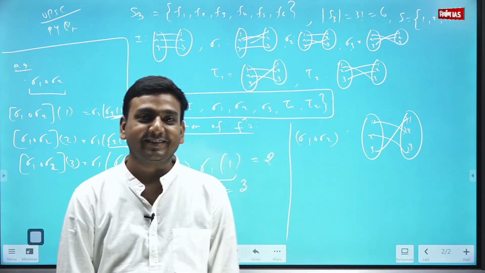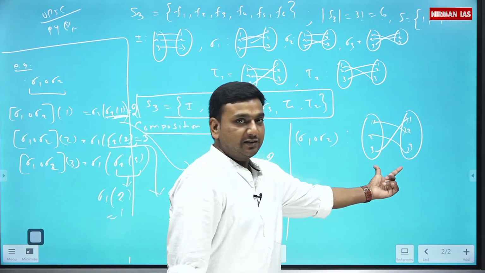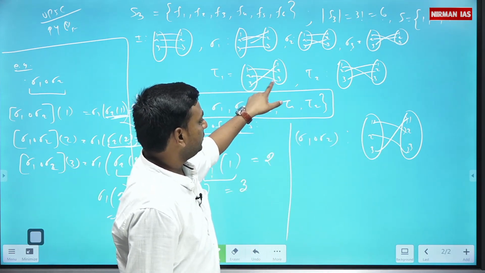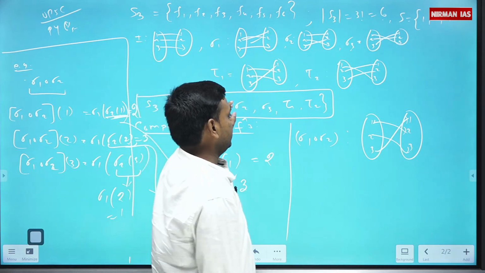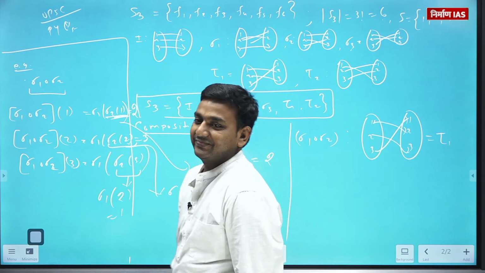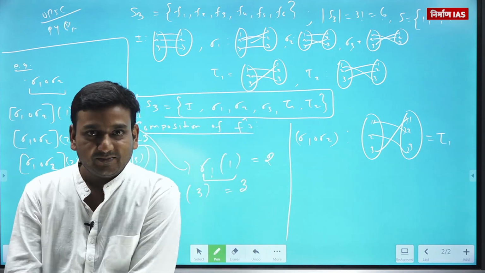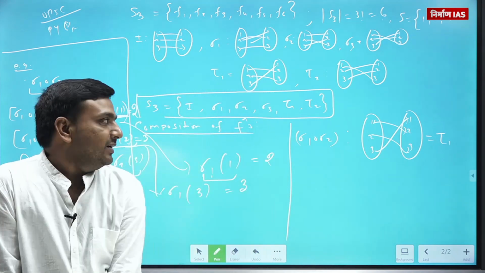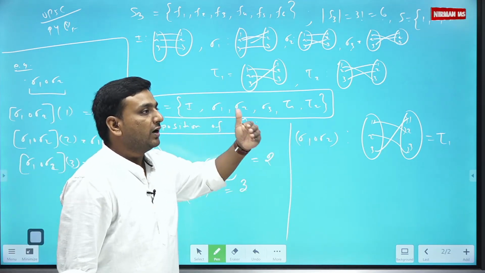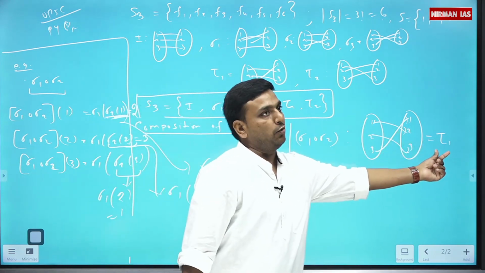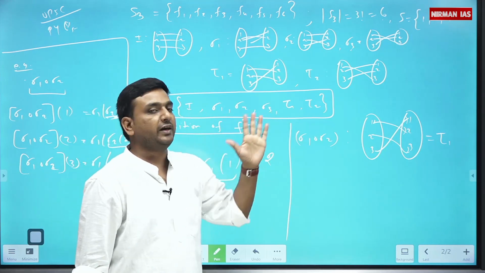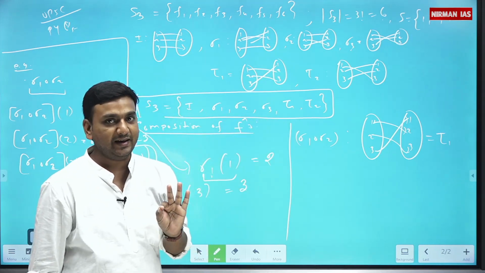What happens? Check it out. This function where 1 is mapped to 2, 2 to 3, 3 to 1, this is nothing but tau 1 only. You got my point? That means when I compose sigma 1 and sigma 2, I get the result as tau 1, which is also an element of this S3 only. Getting? Chal.